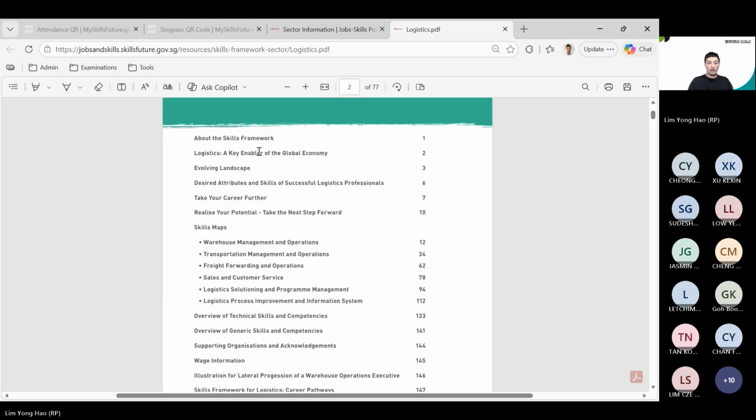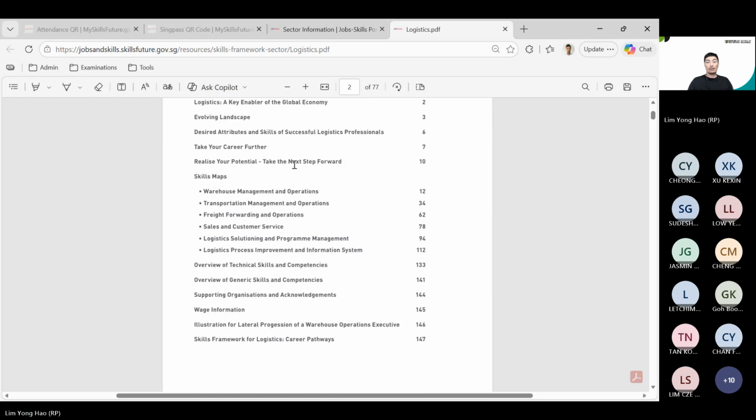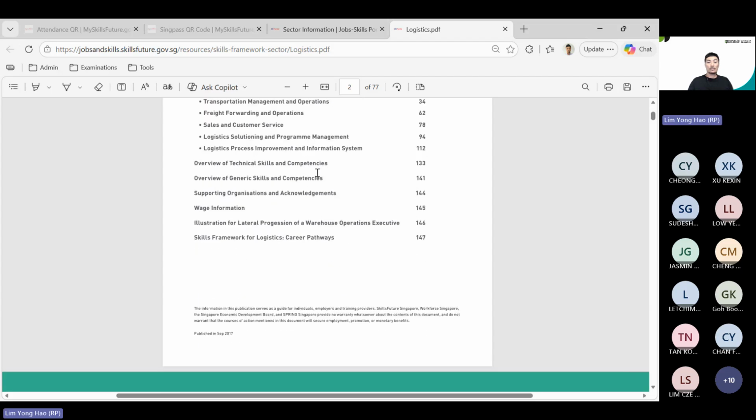You can see the content: the skills framework, a bit about logistics, and how it has changed. Even for now, it's close to 10 years already, so probably this part may be outdated. But desired attributes, they'll give you some idea about the essential skills, and the KSAO, generally, if you want to come to this sector. Then you have the skills map, with six different general job families. Some of the skills they're looking at are generic ones, or core skills, or what we call transferable skills that cut across. So they have some rich information.